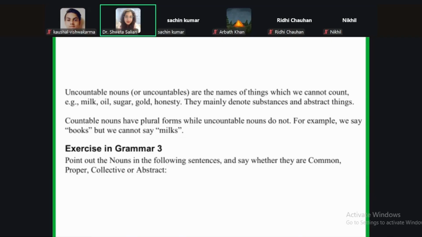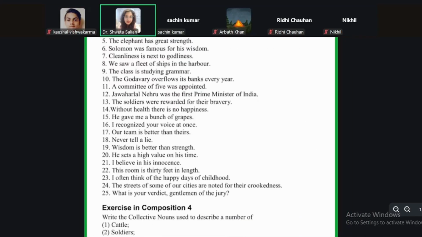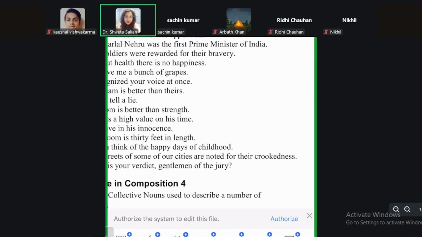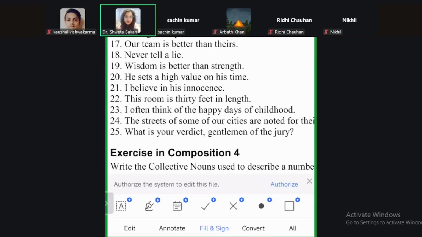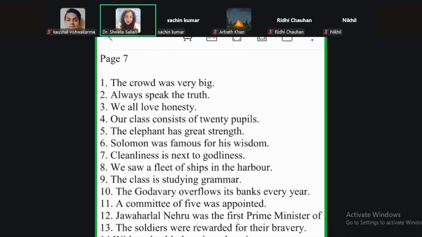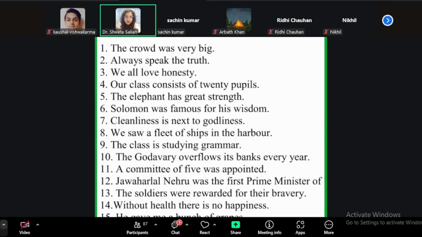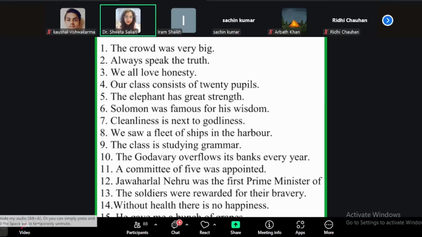Now moving on from here, let's look at this exercise and quickly at least solve some sentences. Like, for example, let's do the second one. Always speak the truth. Can you tell me which nouns are there in this sentence? Truth is an abstract noun. Absolutely right. And so is number 3, honesty.